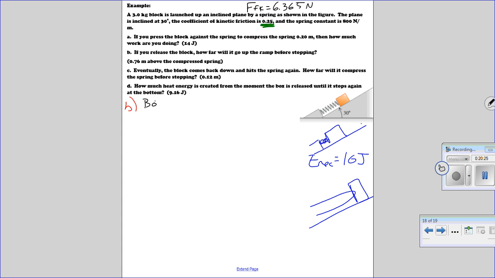At the bottom, our mechanical energy is all the elastic potential energy. That's the 16 joules. When it gets to the top, our mechanical energy is going to be all gravitational potential energy, so mgh. But I want to write it in terms of delta x. Remember, your height is half of your delta x. So this is 1/2 mgx.